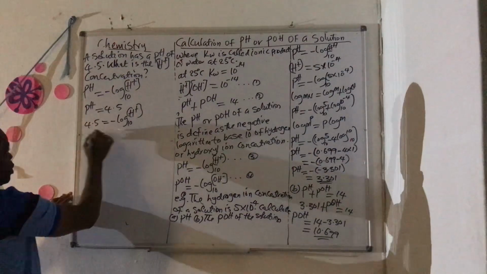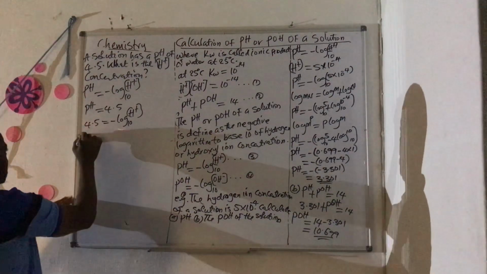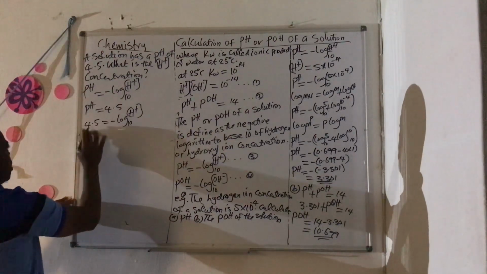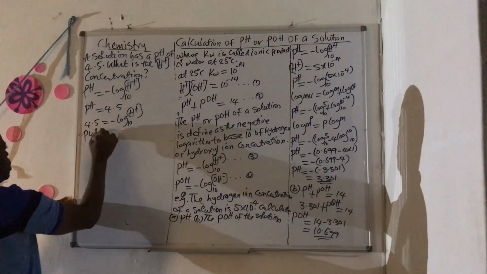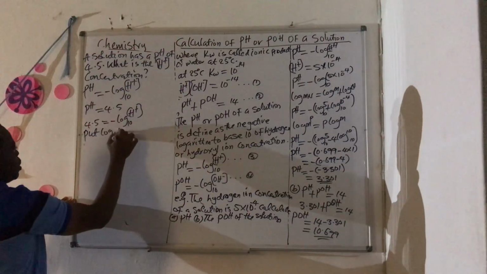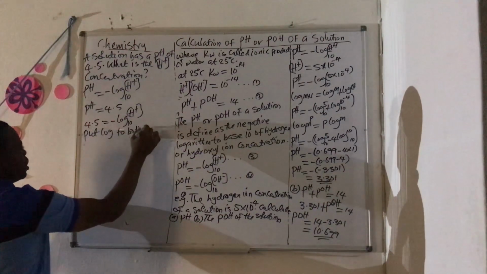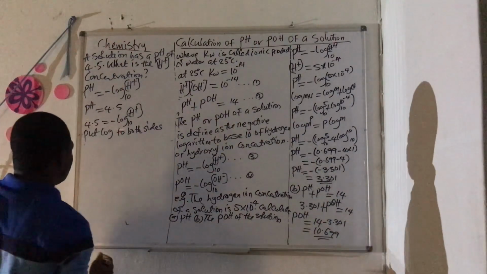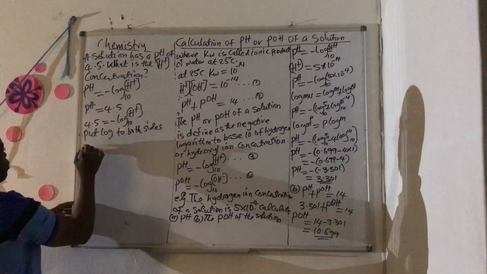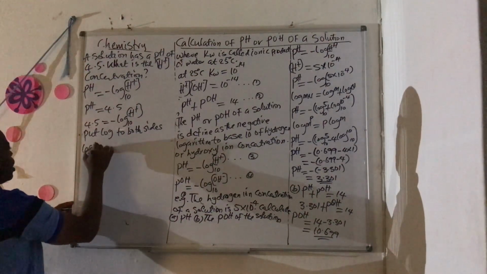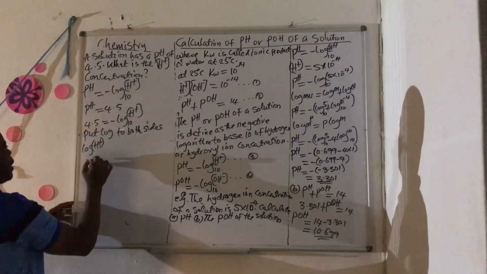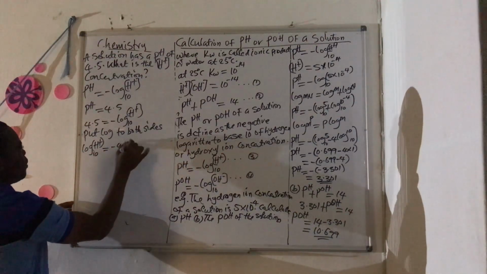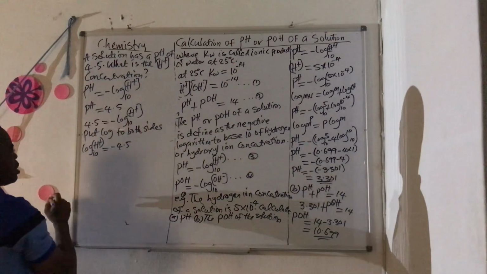Before you can solve this mathematics, you need to take the logarithm of both sides, or put log to both sides. If you do that, I can quickly say that log H plus, that is the hydrogen ion concentration, should be equal to minus 4.5. So this minus sign is taken to this side.